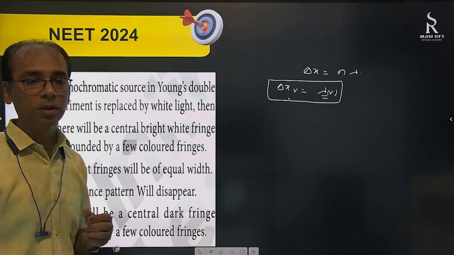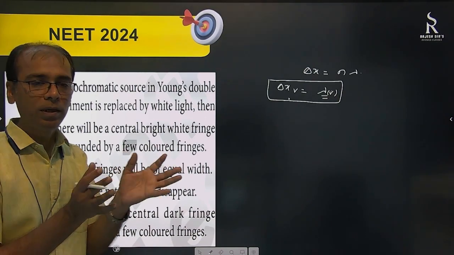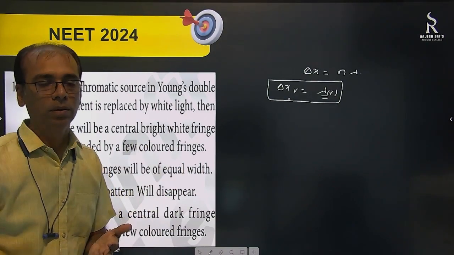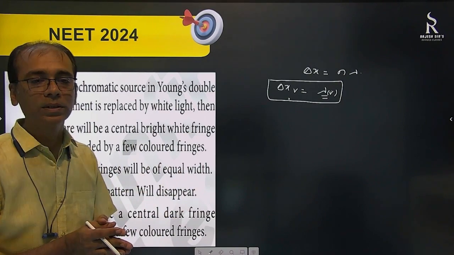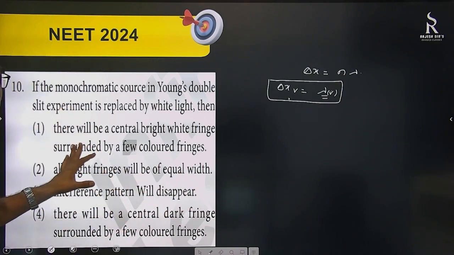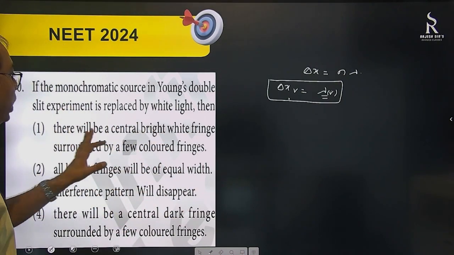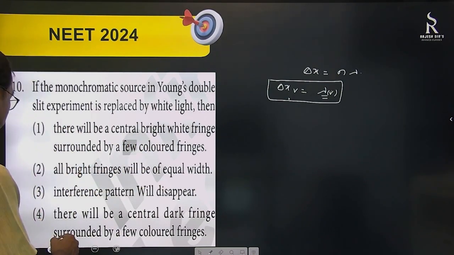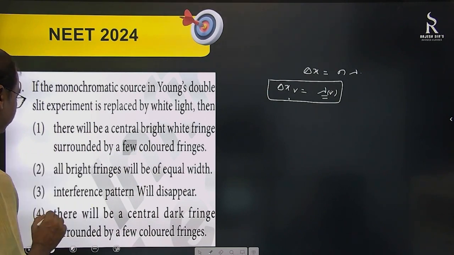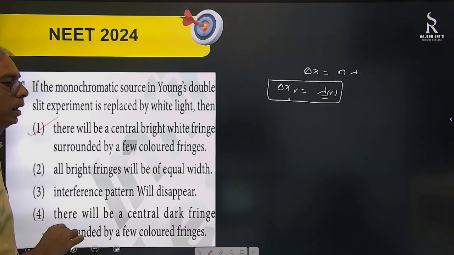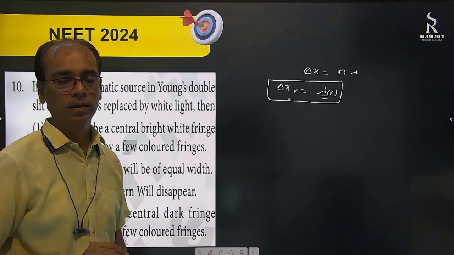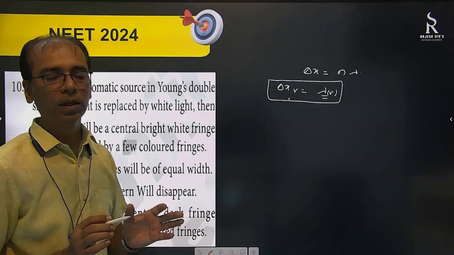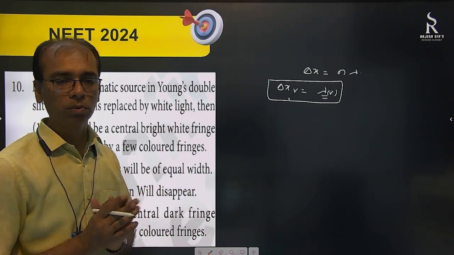We cannot see them in this one because all the colors will be overlapping the other ones. So we cannot see exactly. That's why the correct answer is there will be a central bright white fringe surrounded by a few colored fringes. Okay, so yes, we will put this into the slightly tougher ones. Unless it is discussed with you in the class, it is tough to imagine this one. Or if you have gone through this particular concept, it is tough for the students to come to the conclusion.